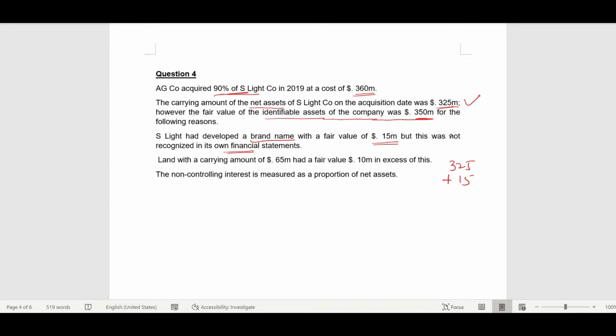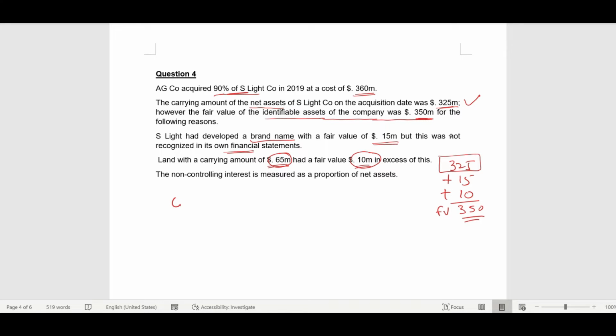And the second reason, the land with carrying amount of 65 million had a fair value of 10 million in excess of this. So basically, the carrying value was 65 million and the fair value is in excess of 10 million, which means 75 million is the fair value. So therefore, the fair value increase is 10 million for the land. This is also not accounted in the carrying value of 325. So when you add 325 plus 15 plus 10, that will be 350, the fair value. Okay, so that's very simple.